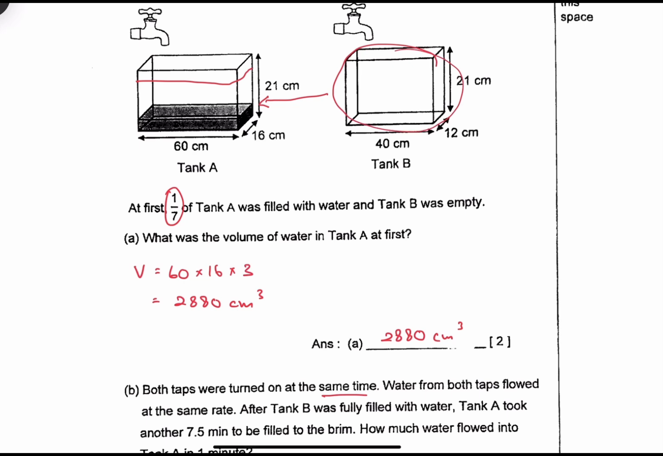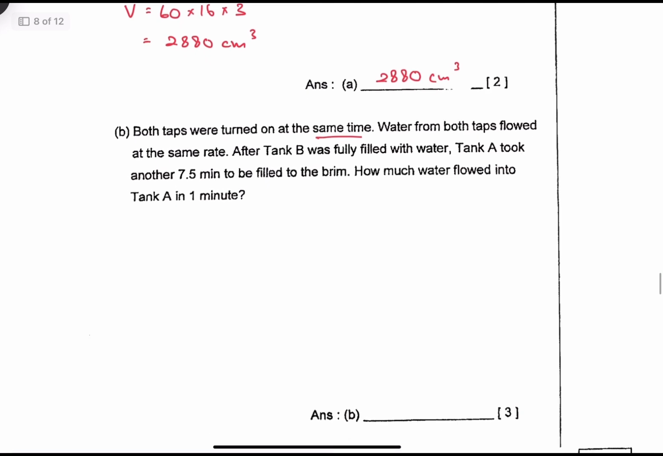Alright, so from here, first we know the volume of water inside tank A. I need to find the volume of water, or the capacity, for tank B too. The reason is that I need to know, before the 7.5 minutes, what is the amount of volume that is still empty in tank A. That will tell me the amount flowing in over that 7.5 minutes.